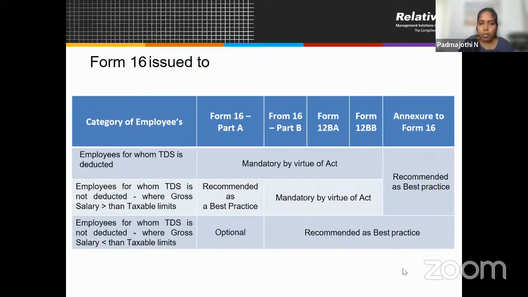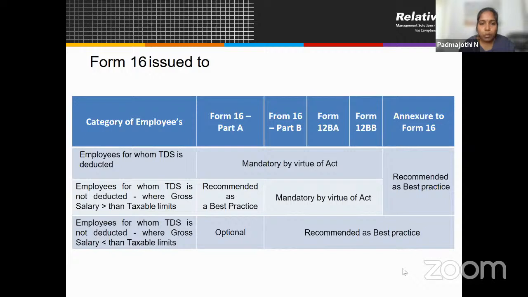And the next case is if I'm not deducting any taxes while the gross salary is greater than the taxable limits. Then as a recommended best practice, we have to provide Form 16 Part A. Because in some companies, they will issue the Form 16 only for the taxable employees, not for all the employees.